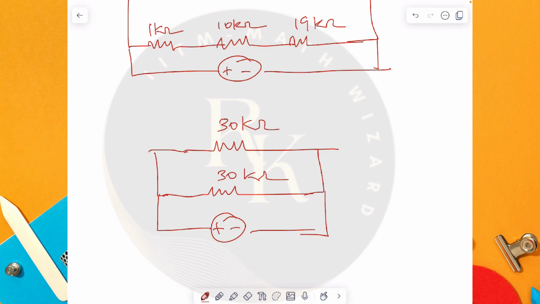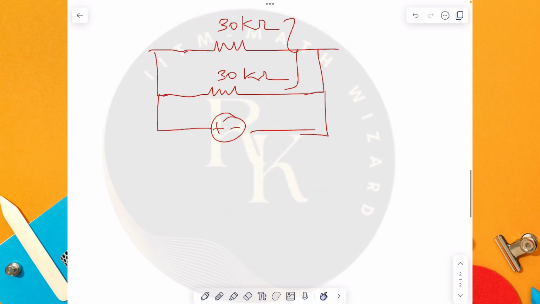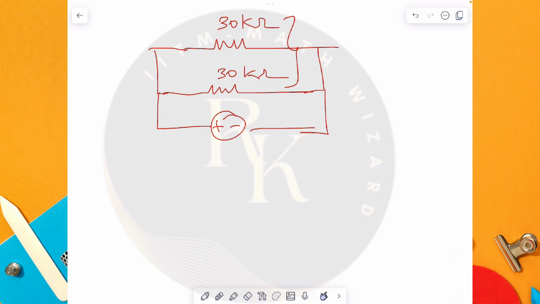Understood? Now if you see these two resistors, they are in parallel. If you look at my previous videos, I have already taught you the shortcut trick. The two opposite parallel resistors have equal values, 30 kilo ohm and 30 kilo ohm. If they contain the same value, the shortcut trick is to blindly divide the value by 2. So dividing 30 by 2, we get 15 kilo ohm.